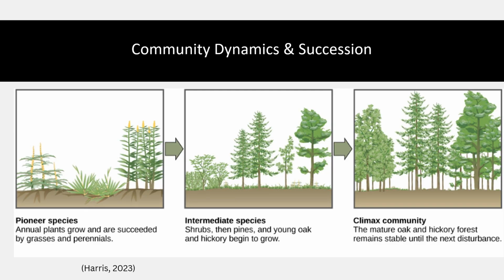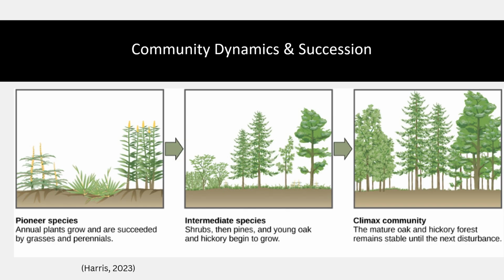If we take a look at how succession works, let's say there's a forest fire. We can see in this first example, the image shows pioneer species. So annual plants, maybe followed by grasses. They're very small. They have a first developing root structure. They start to grow. Then we have intermediate species.